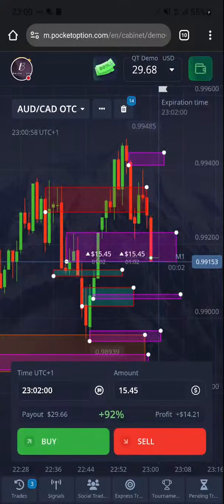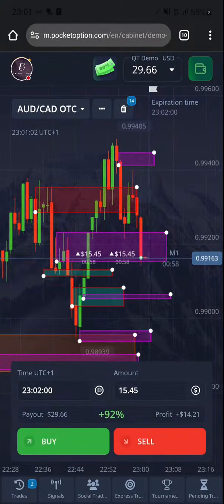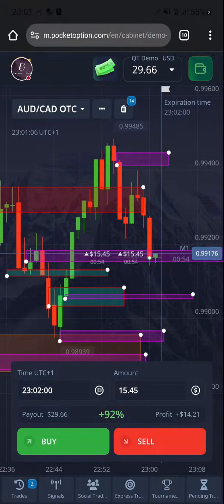I'm going to take this trade again because I'm expecting the buyers to come in here. We have this SBD here, and I know that the buyers should come in here. Yes, I'm expecting the buyers to come in. This is an SBD, and it's a very clear one.